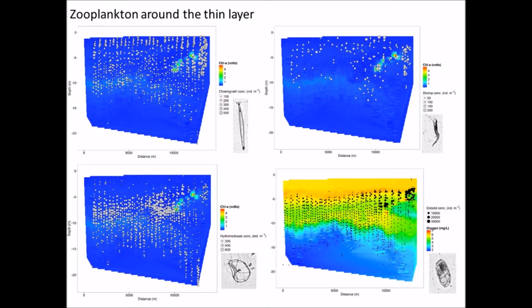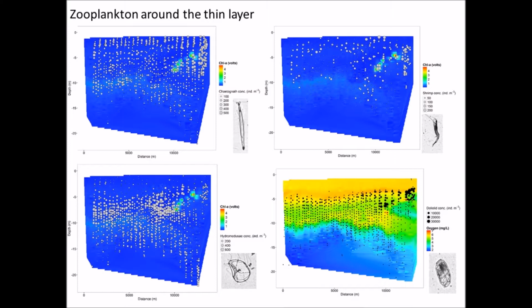they're actually deeper in the water column and confined to the, so the left side of the graph is towards the north and the right side is to the south. So they're just north of the thin layer, and then they kind of become less abundant. And these are the doliolids, which you saw in the video. This is the oxygen distribution.